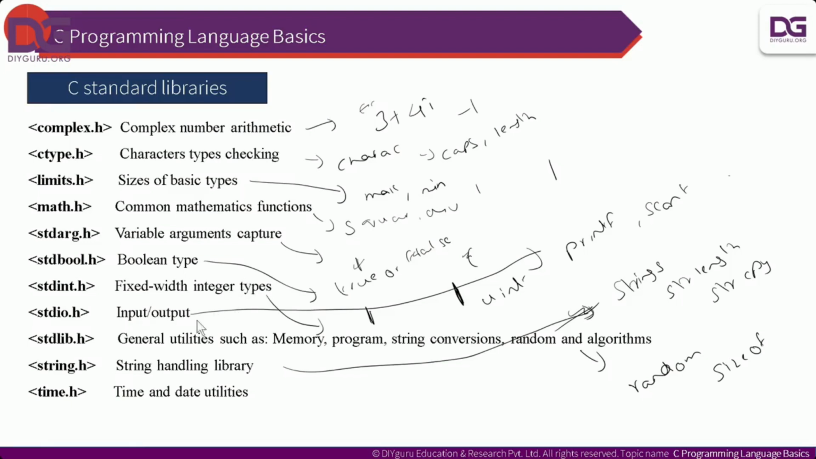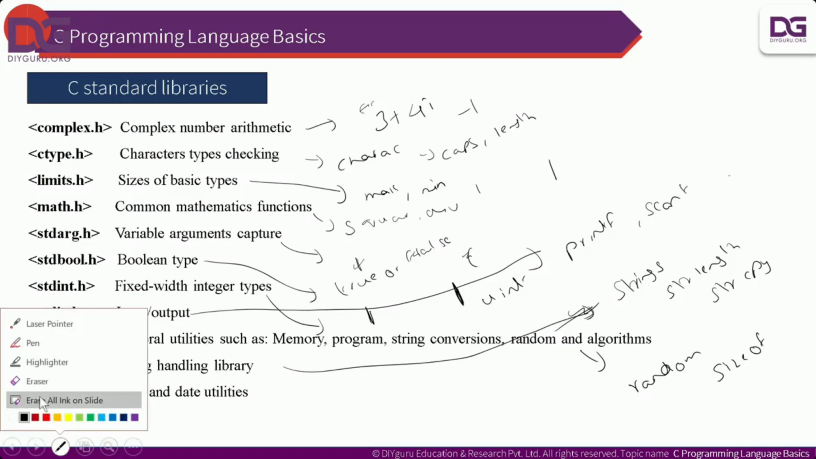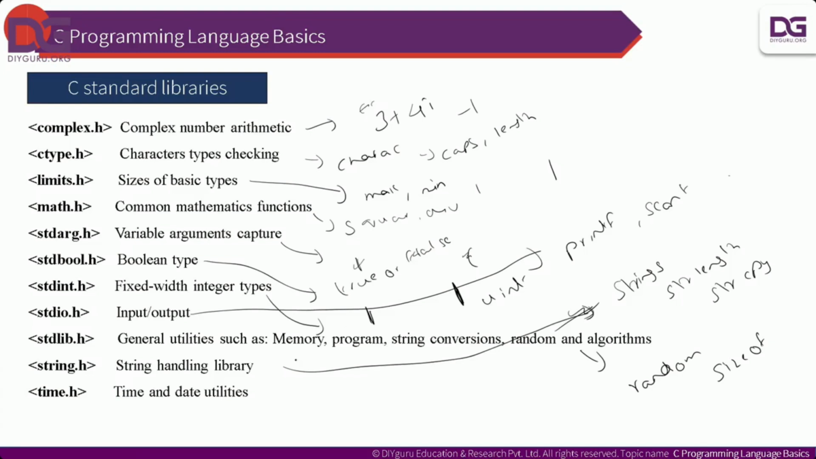Then for manipulating time, say we need to find the current time or current execution time. If you are working with time-related parts, we need time.h. So these are the standard C libraries.